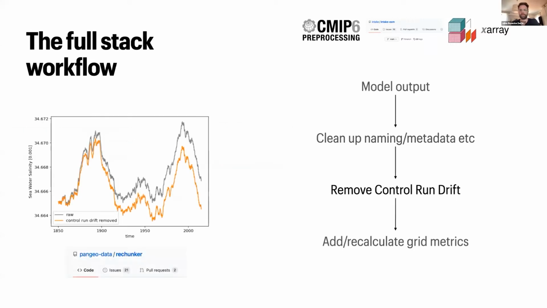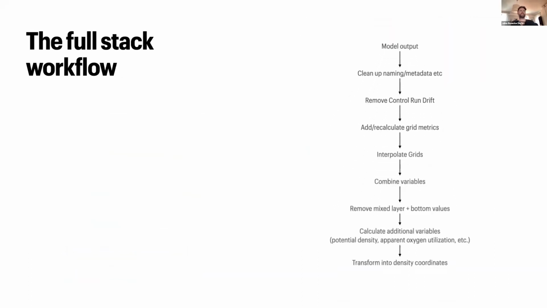Then another really important step that is not a part of cmip6_preprocessing, but I'm working on that, is removing control run drift. So for each model dataset, you have to find the corresponding pre-industrial control run without forcing, calculate a linear trend over it and then subtract that from the data. And this has to be done at every grid point. So this is quite an intensive task that is done in parallel. And then I'm just applying that correction within this workflow. And then for some of the models, at least at the beginning, I had to recalculate some of the grid metrics. It's not that big of a problem anymore.